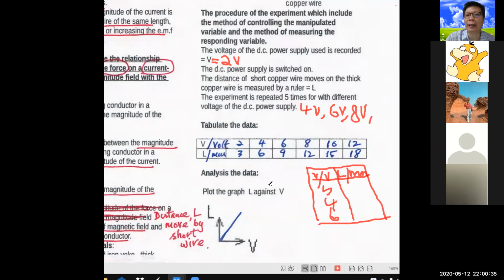And last, the way you analyze means you plot a graph. Responding variable, distance L moved by the short wire L against the voltage. Okay?